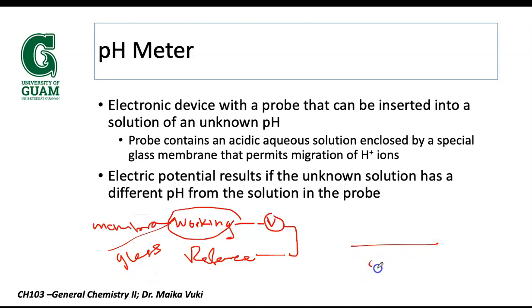So let's say this is the solution we are measuring, and then inside the glass you have, let's say, an electrolyte solution, KCl, with, let's say, a little bit of acid. So you have a difference in concentration of H between the inside of the glass and the outside of the glass. And that change in the concentration, or the gradient in concentration, is what determines the voltage. So that's the construction of the pH meter.